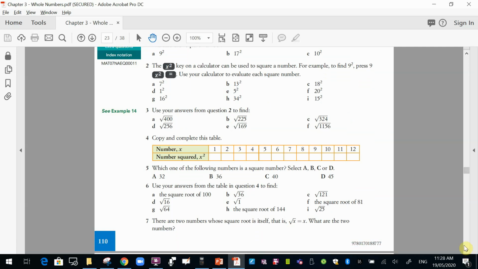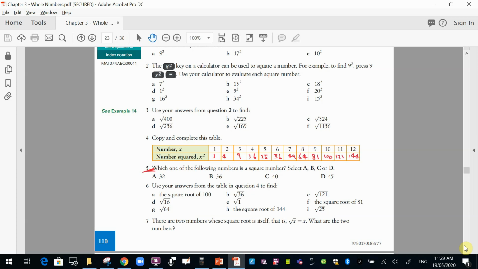Question 4, you'll need to pause after I do this because we're going to complete the table. 1 times 1 is 1, 2 times 2 is 4, 3 times 3 is 9, 4 times 4 is 16, 5 times 5 is 25, 6 times 6 is 36, 7 times 7 is 49, 8 times 8 is 64, 9 times 9 is 81, 10 times 10 is 100, 11 times 11 is 121, and 12 times 12 is 144.